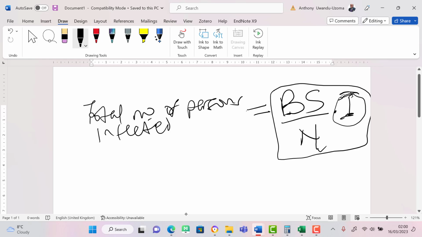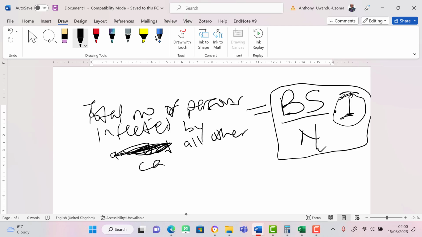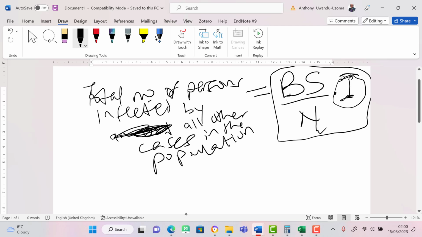So total number of persons infected by all other cases in the population. So the total number of persons that will be affected by anybody that has a disease in the community is given by this formula. Okay. Now, our I is those that have the infection currently.